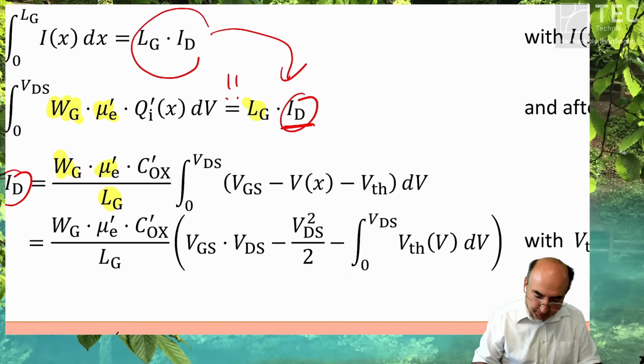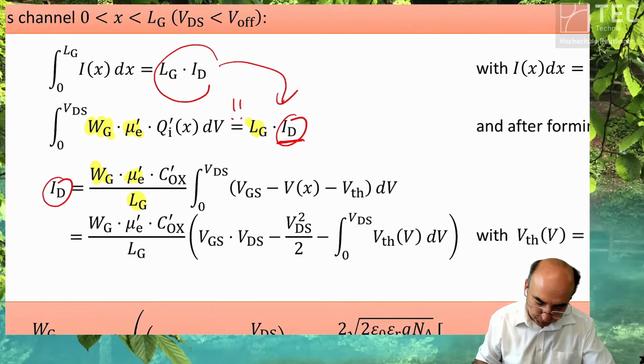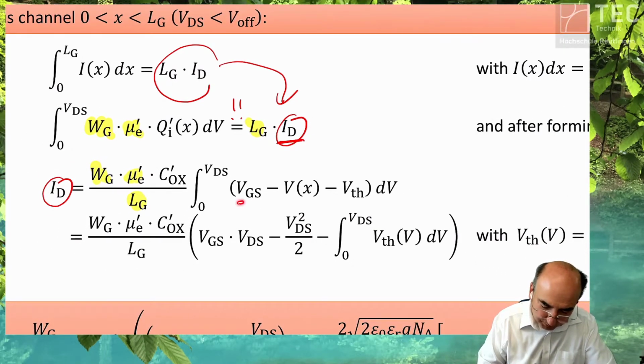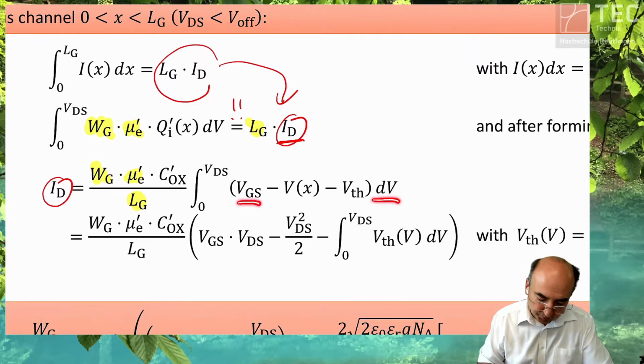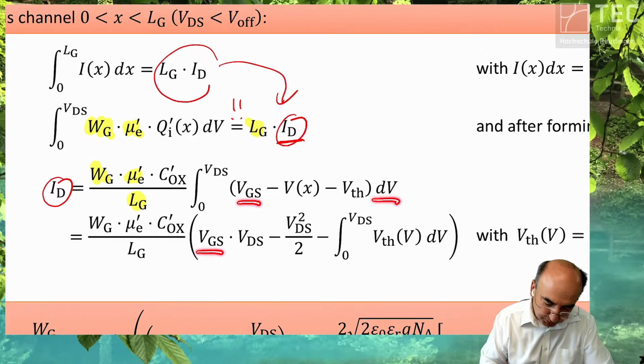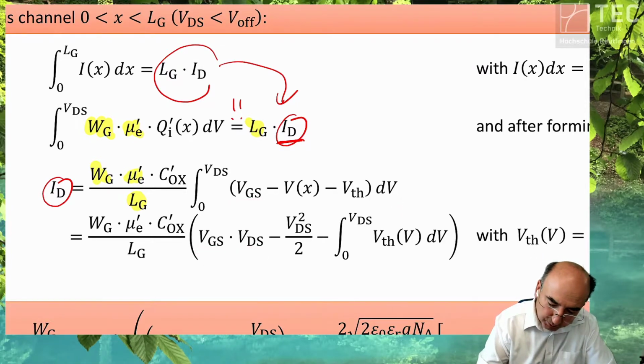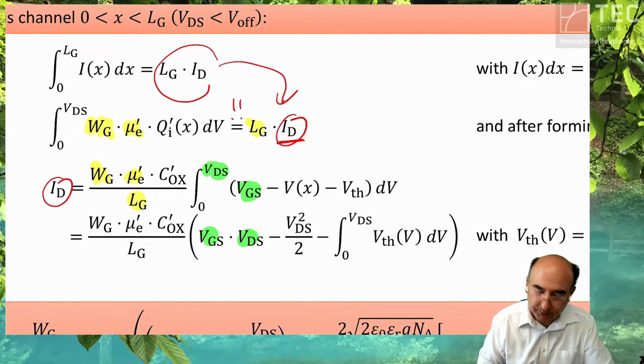There we get some constants. What we do get, if we integrate a constant as a function of the voltage, we get the constant and the voltage. Okay, I mark them with a different color this time, and this value we get here after the integration.